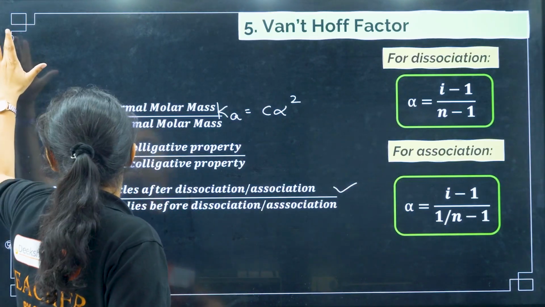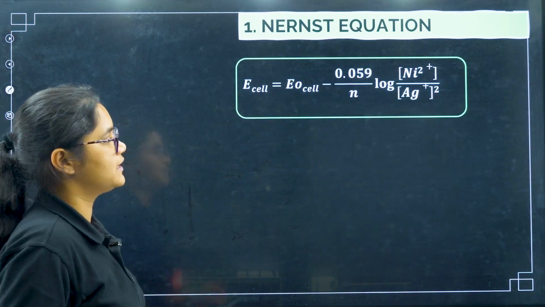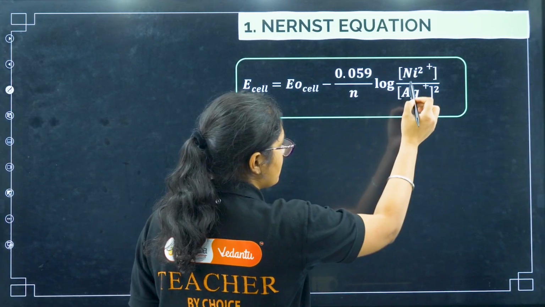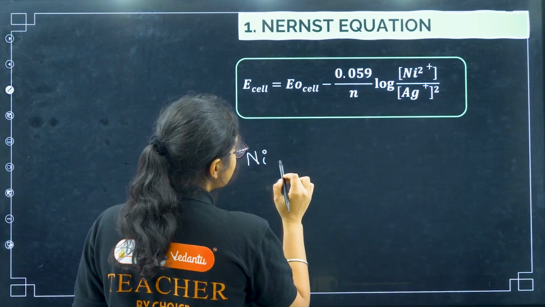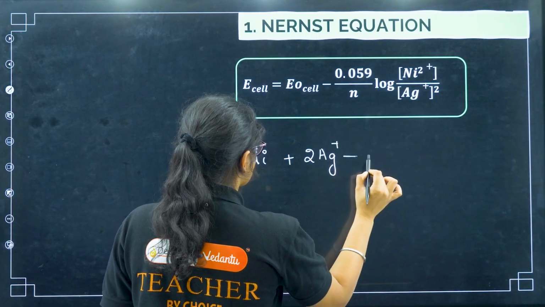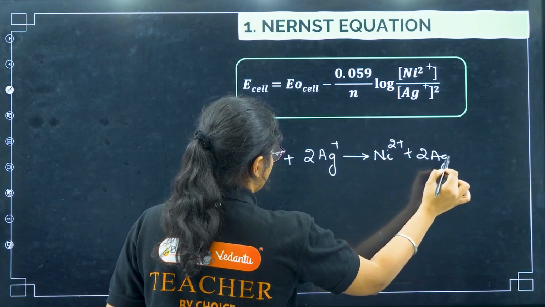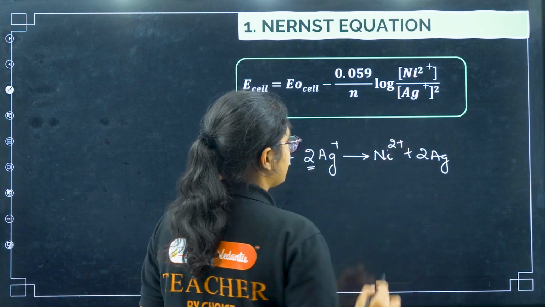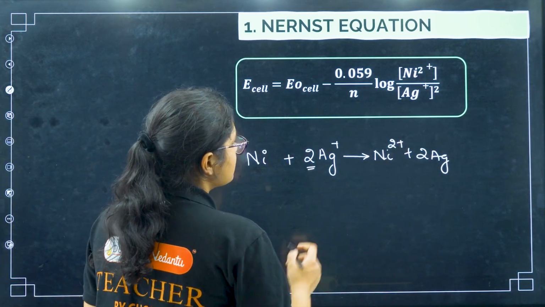Clear? Next, electrochemistry, Nernst equation: E of the cell is equal to E naught of the cell minus 0.059 divided by n into log of the ion concentration ratio. I am giving you this one for this particular salt. If I have Ni plus 2 Ag plus, it gives Ni2 plus and 2 Ag. So you can see here that the coefficient should be taken as power for the ions. And n is the number of electrons that is involved.